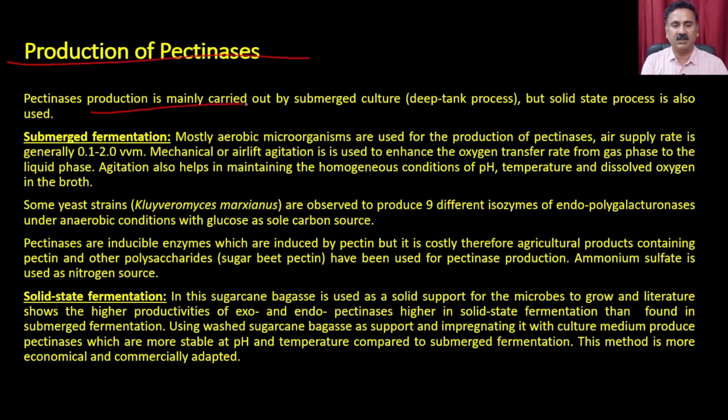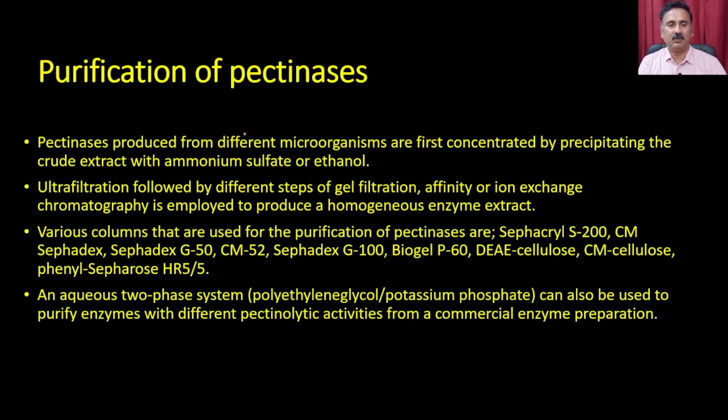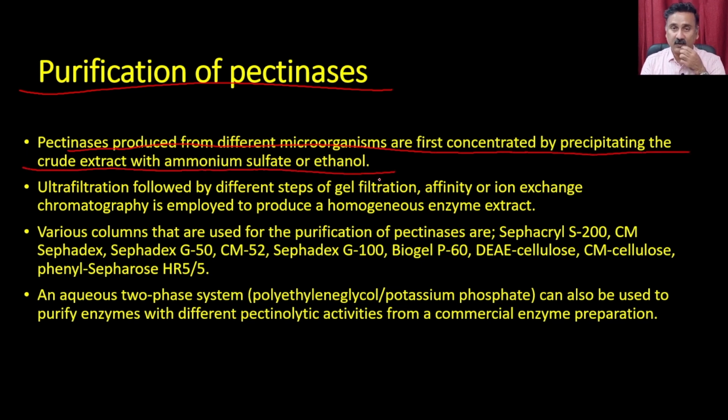Pectinase production is mainly carried out by submerged cultures, but solid state processes are also used. So these are the submerged fermentation and solid state fermentation conditions you can use. Once you have produced the pectinase, you do the purification. The different microorganisms' extract is first concentrated by precipitating the crude extract with ammonium sulfate or ethanol. Then we have ultrafiltration, followed by different steps of gel filtration, affinity or ion exchange chromatography, employed to produce the homogeneous enzyme extract.